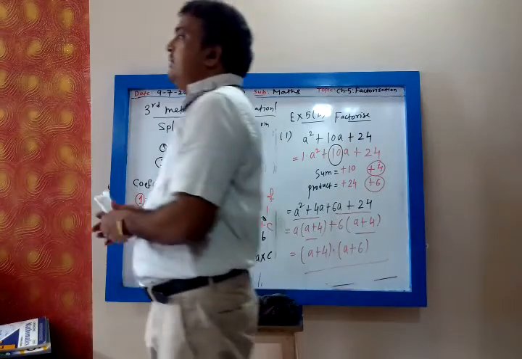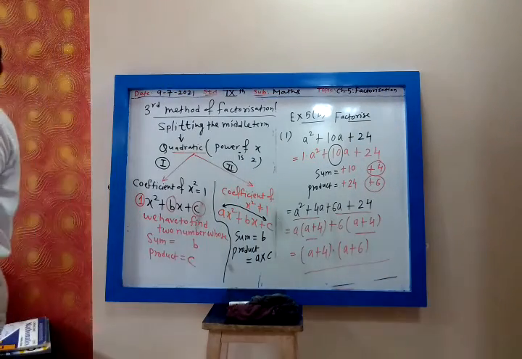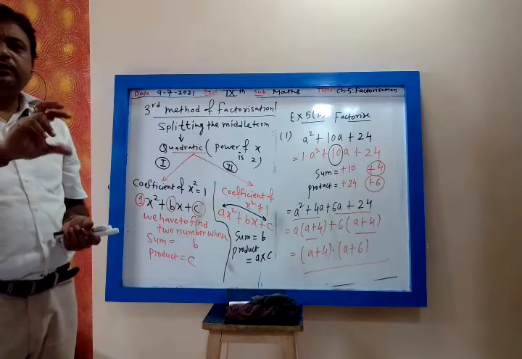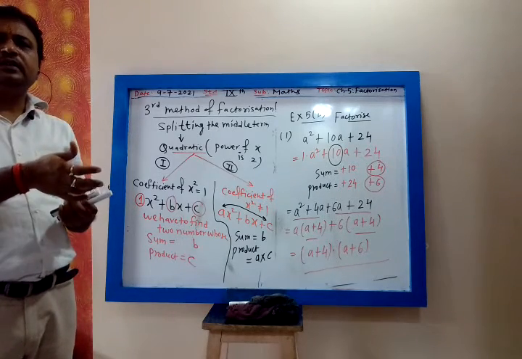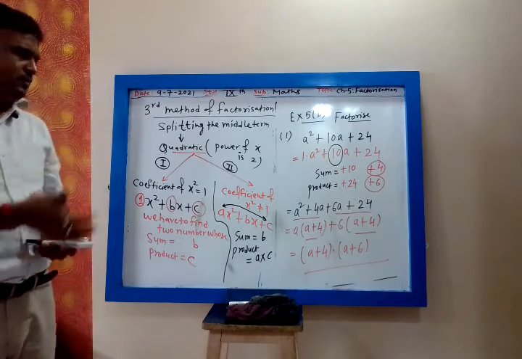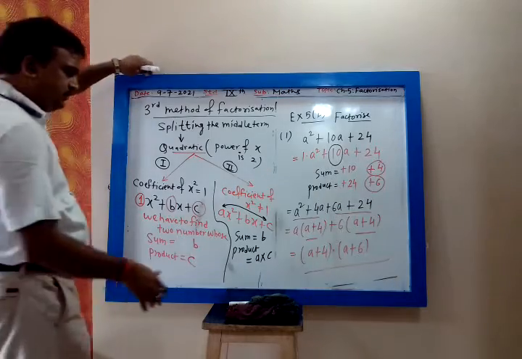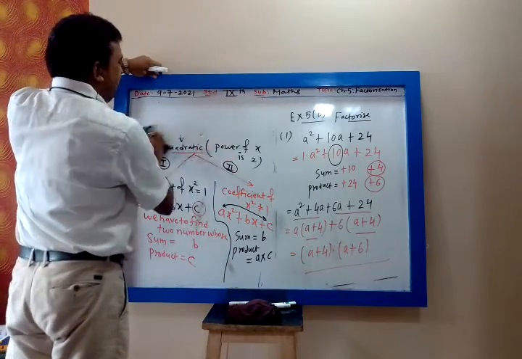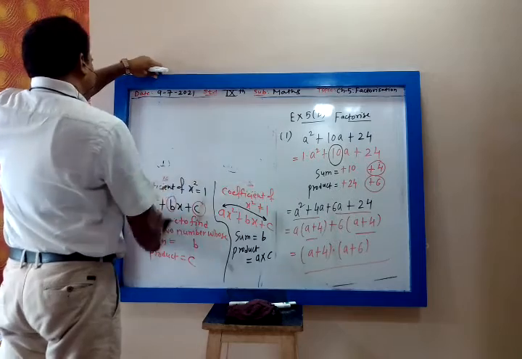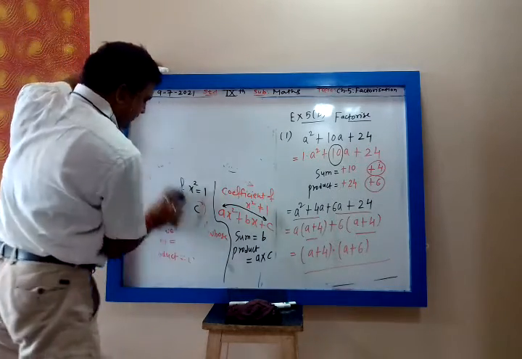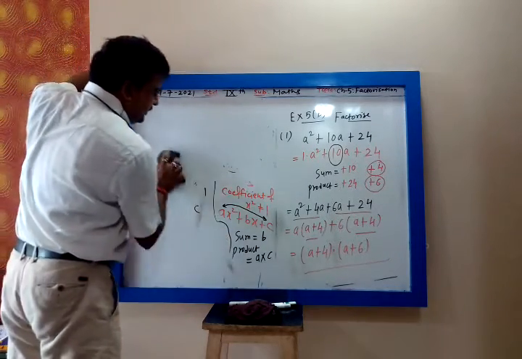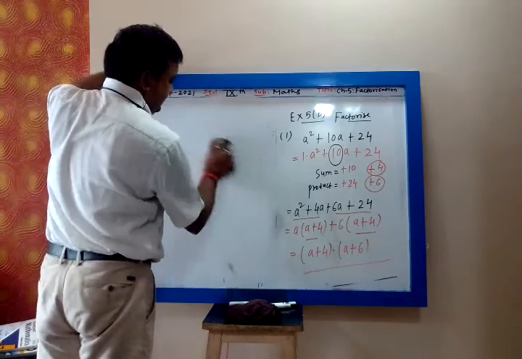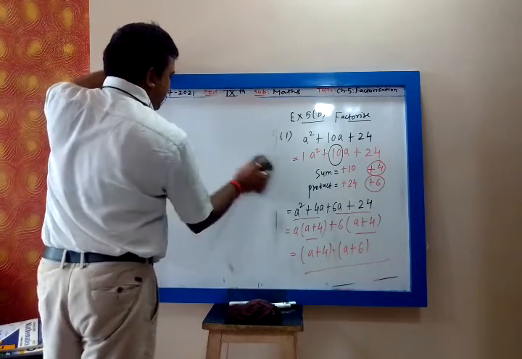So the middle term, how do we split? If the coefficient of x square is 1, quadratic is of type 1, then we find two numbers whose sum is b and multiplication is c. That's all. So find two numbers whose sum is the middle b and product is the last c. If the coefficient of x square is not 1, then we take product as AC.